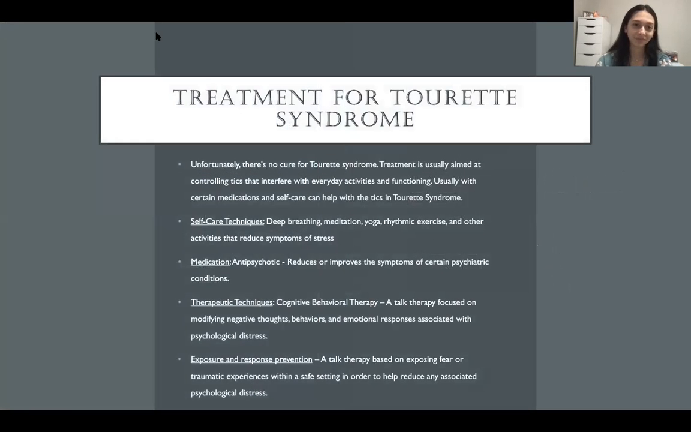So I'm so sorry. So, treatments. I kind of broke down what kinds of treatments there are. As you can see, self techniques, medication, therapeutic, and exposure, and then I broke down what you can do under each category. Unfortunately, there is no cure for Tourette syndrome. The treatment is usually aimed at controlling tics that interfere with everyday activities and functioning, usually with current medications, and self care can help.